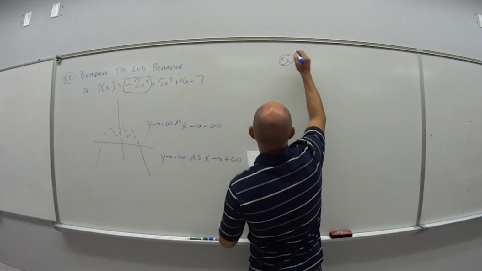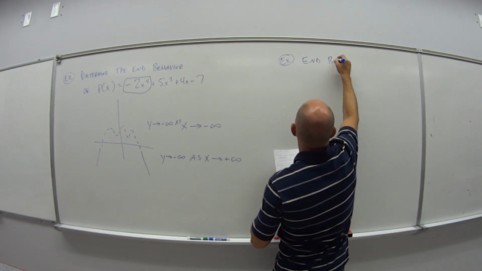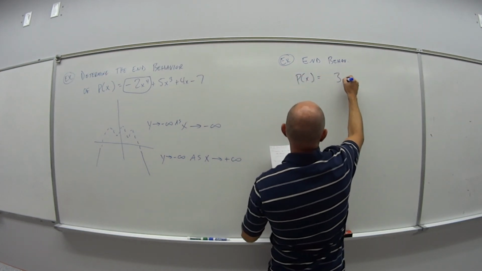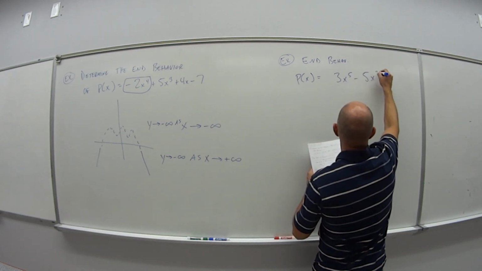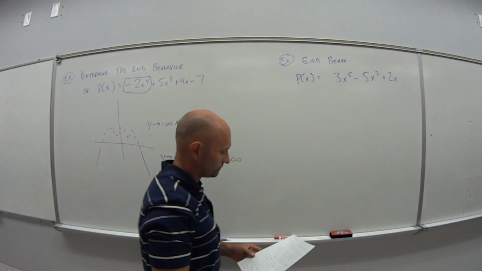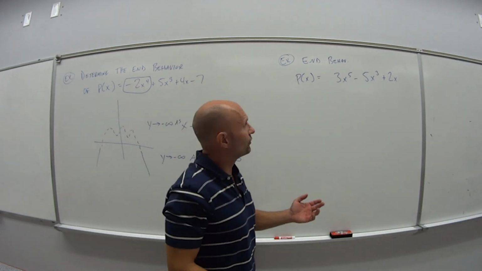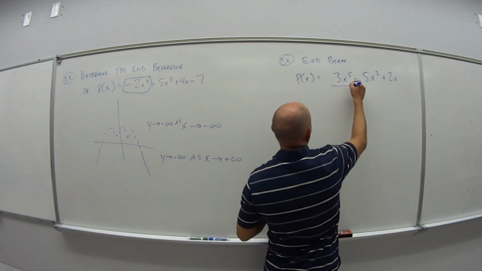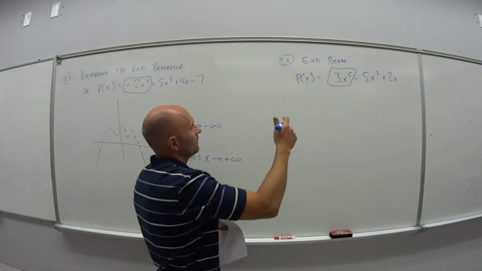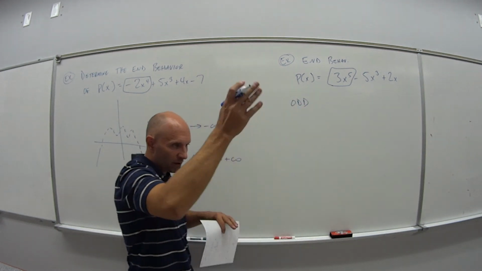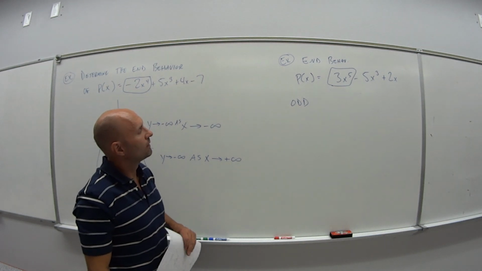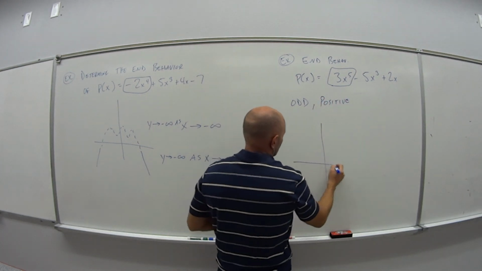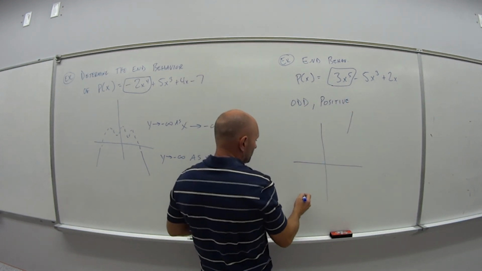So again, let's determine the end behavior of the following. P of x is equal to 3x to the 5th minus 5x to the 3rd plus 2x. So, first make sure it's ordered in descending order, biggest to smallest. It is. So then all I need to worry about in terms of end behavior is this guy here. It's an odd degree polynomial. So that's like my x to the 3rd graph. And the coefficient is positive. So that's exactly like my x to the 3rd that starts down here, snakes through and goes up here.